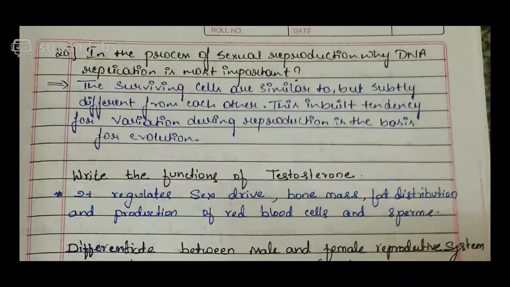And in the process of sexual reproduction, why is DNA replication so important? The surviving cells are similar to their parents, or they may be different from the parent.